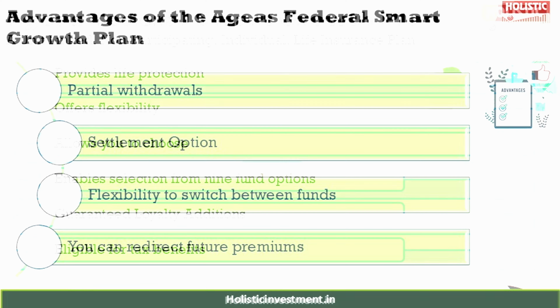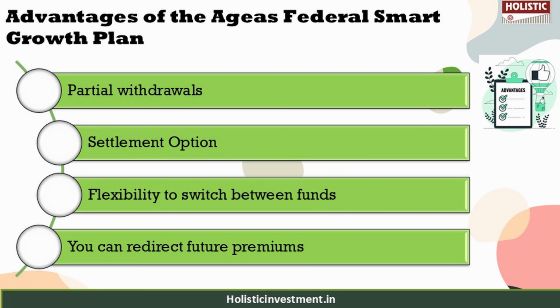So some of the advantages are: partial withdrawals are permitted after 5 years, allowing access to funds in case of emergencies. The settlement option enables you to receive your maturity benefits in periodic installments over a maximum period of 5 years. You have the flexibility to switch between funds any number of times without incurring any charges. At any point during the policy term, you can also redirect future premiums in a different allocation ratio as per your changing investment preferences. So these are some of the advantages.